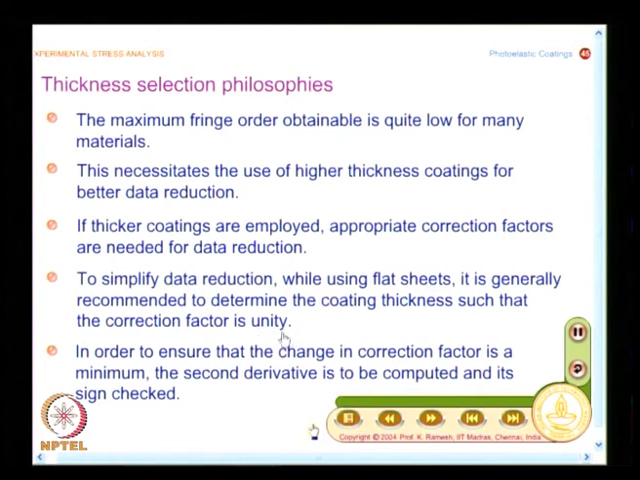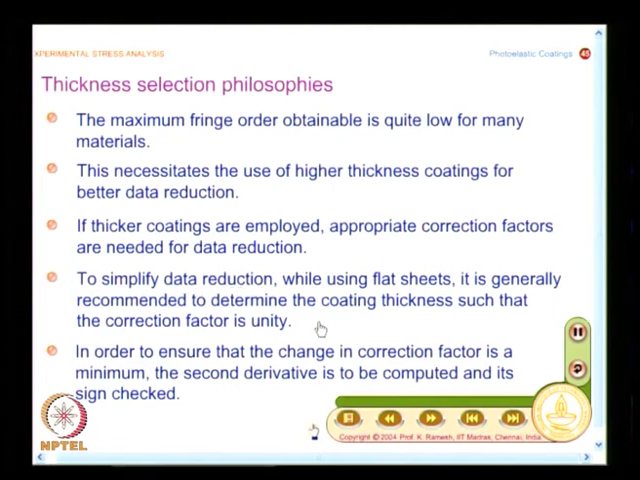Whether keeping it unity helps your particular application or not, that needs to be verified, but this is one of the philosophies that one can think of, because the focus is to simplify data reduction.